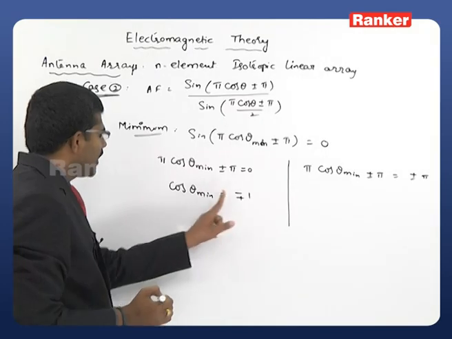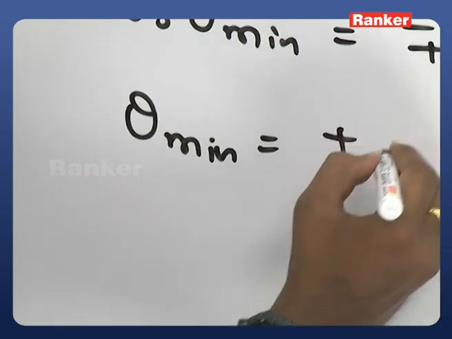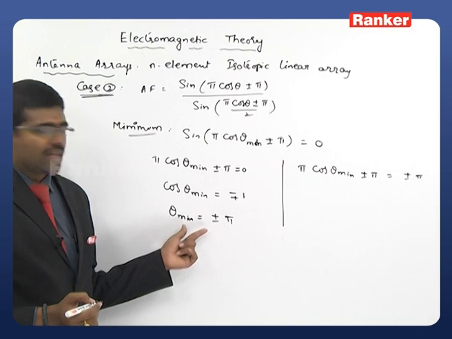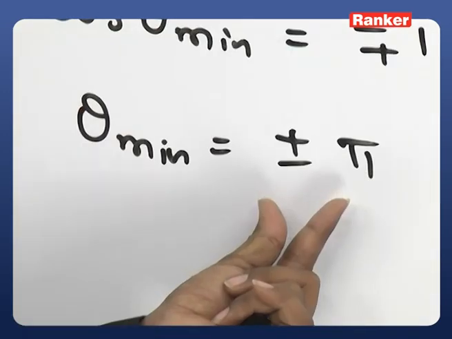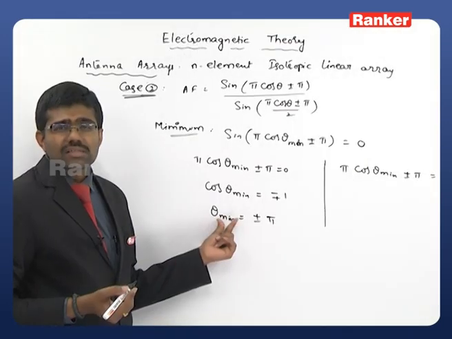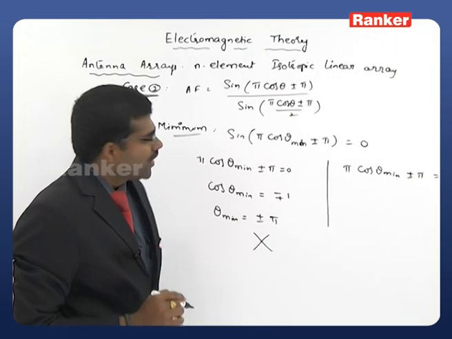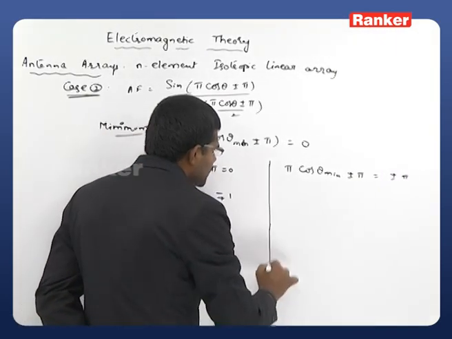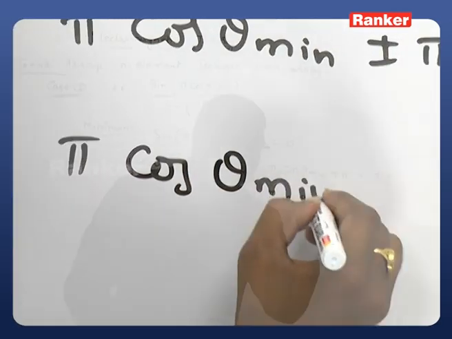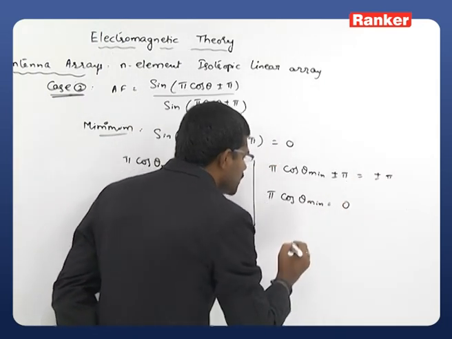Theta min is equal to, then what is the value of theta here? Plus or minus pi. But just observe, in the previous case we got the maximum direction at this same angle. Plus or minus pi is the theta max. Here what we get is plus or minus pi for theta min. So this case will be neglected, and this is not at all a suitable case. Just ignore this case. Then go to the second case. In the second case, we have pi cos theta min is equal to, this is plus or minus pi, this is plus or minus pi, both will be cancelled, which is equal to 0.